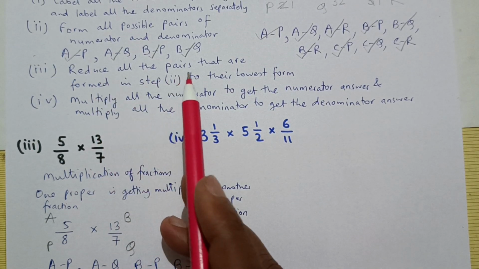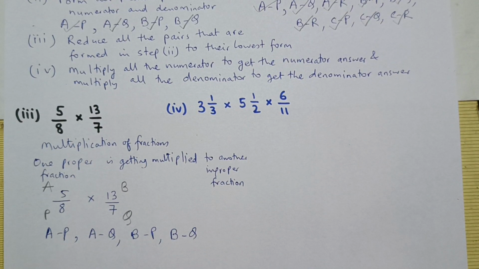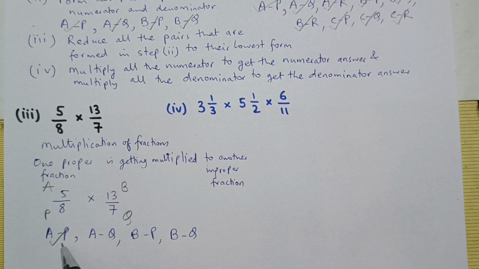Step number 3 is reduce all the pairs that are formed in step 2 to their lowest form. So we have to reduce all these 4 numerator denominator pairs to their lowest form. So first pair is AP. A is 5, P is 8. So 5 by 8. We cannot reduce 5 by 8 any further. So 5 by 8 is already in its lowest form.